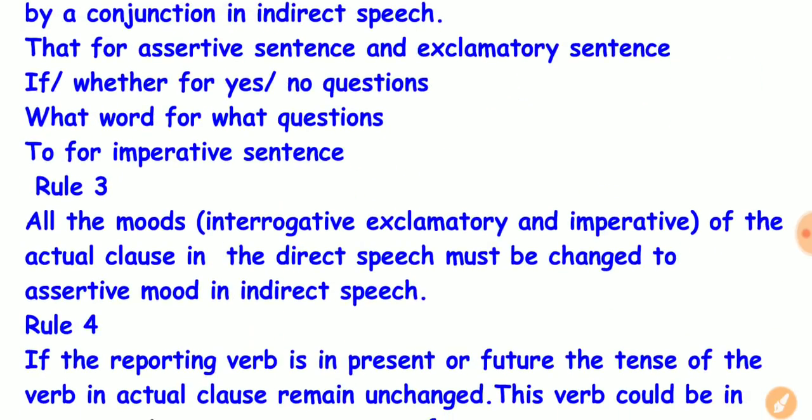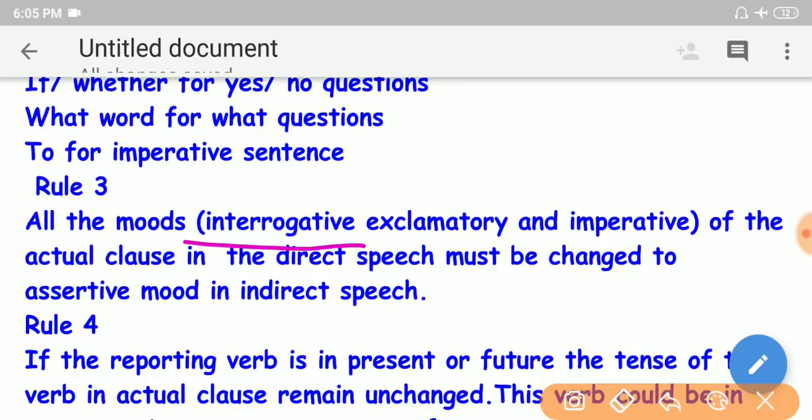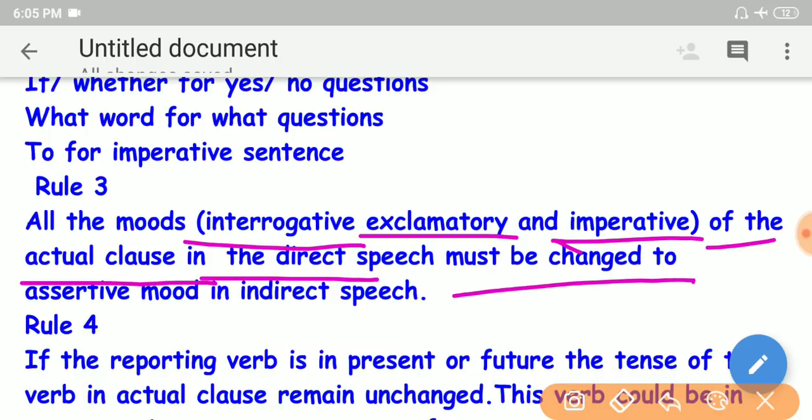This rule is also very important. All the moods, meaning interrogative mood, exclamatory mood, and imperative mood of the actual clause in the direct speech, must be changed to assertive mood in indirect speech. So in assertive mood, we must use the word order of an assertive sentence, my dear friends. We must keep this in our mind. When we learn how to convert WH questions into indirect speech, we are going to learn all these things. Everyone should keep this in mind while converting from direct into indirect speech.